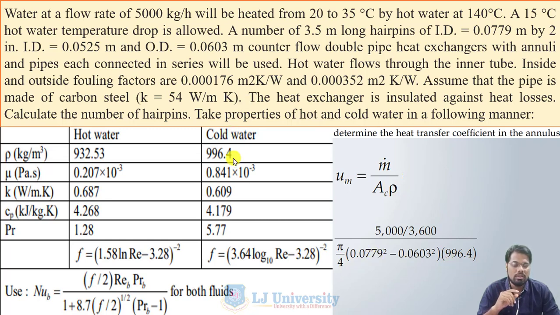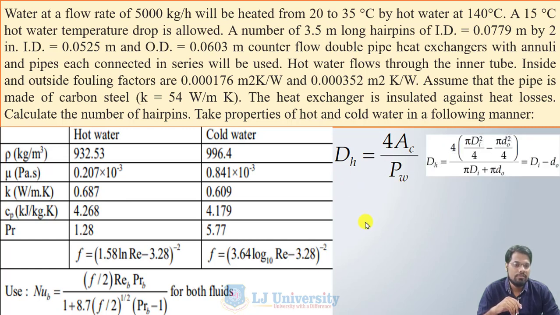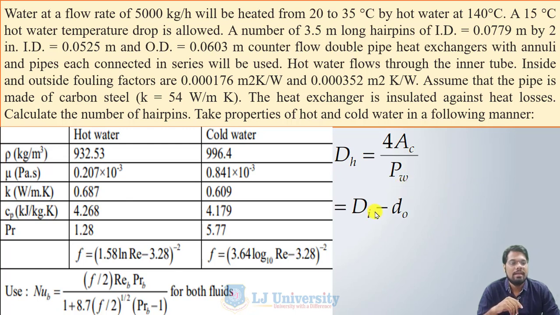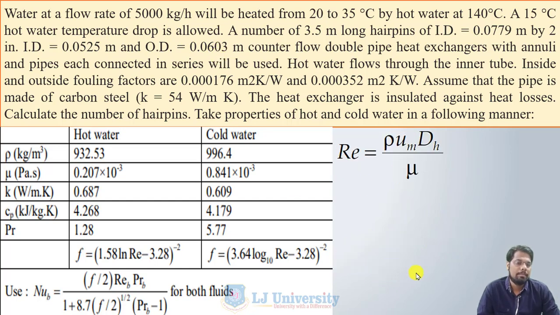Density of cold water. Cold water is flowing through the annular passage. The cold water density is 996.4, so the velocity of the cold water flowing through the annular passage is 0.729 meter per second. Now for the annular passage, we have to calculate the hydraulic diameter, which is 4 Ac divided by Pw, where the wetted perimeter is Di plus Do. So Di is 0.0779 and the outer diameter is 0.0603. So the hydraulic diameter is 0.0176 meter.